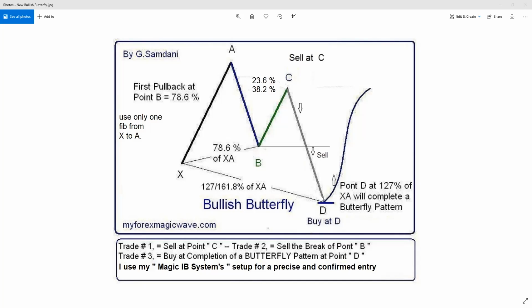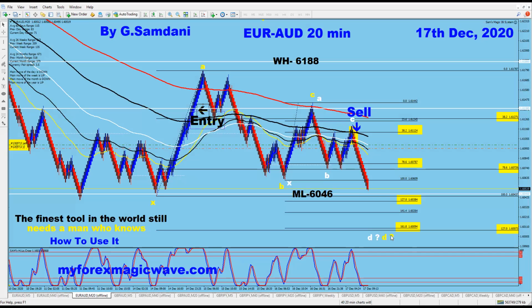So let's take a look at the EUR-AUD 20-minute chart, what's happening there, so you can understand different things. This is the chart I made. Here we go. This is the chart that I made just to show you and make you understand what is happening here. I'm not going to draw more lines, because it's going to make a mess of it.